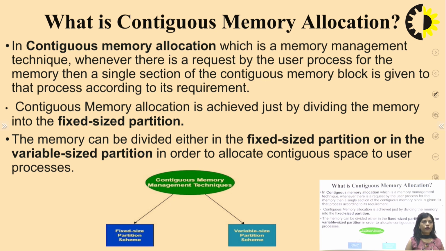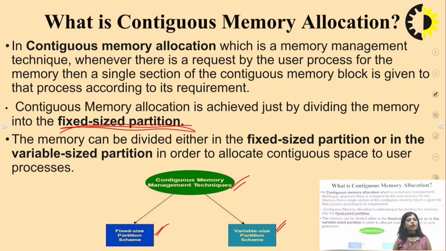It is achieved by dividing the memory into fixed size partitions. Fixed size partitioning means all blocks in the memory are of the same size. Memory can be divided either into fixed size partitions or variable size partitions in order to allocate contiguous space. So contiguous memory management is divided into two types: first is the fixed size partition scheme, and second is the variable size partition scheme.